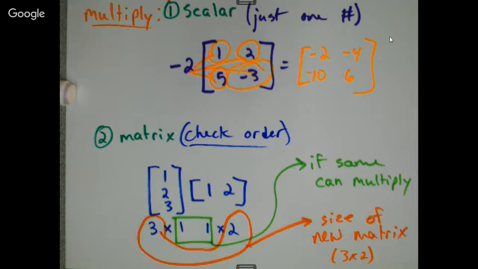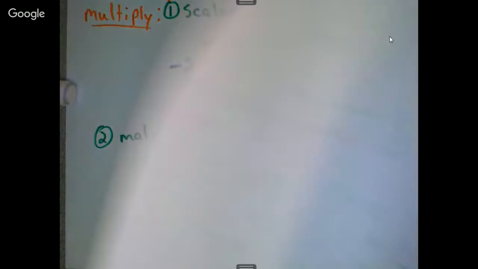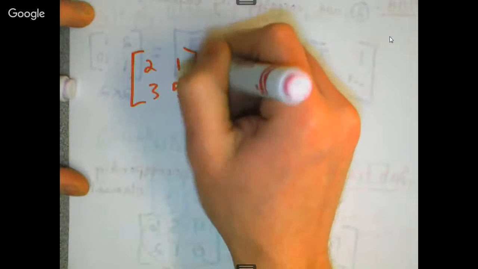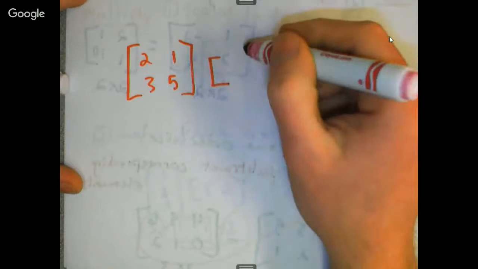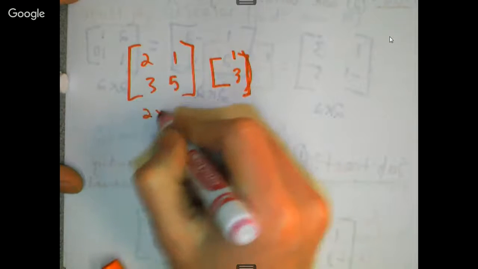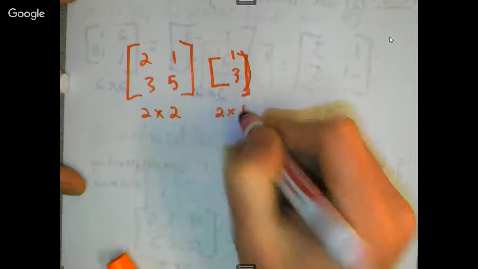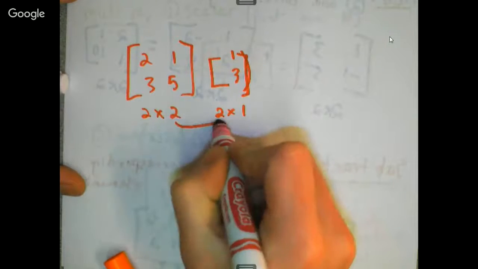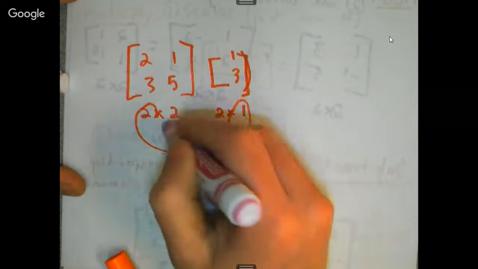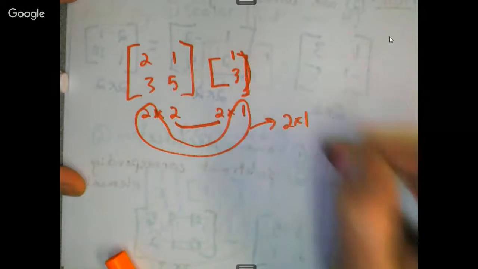Okay, so I just want to try one here real quick. Let's look at, okay, so this one is a 2 by 2 matrix, and this one is a 2 by 1 matrix. So since these two numbers right here match, we can multiply, and this will be our new matrix. So it'll be a 2 by 1 matrix.